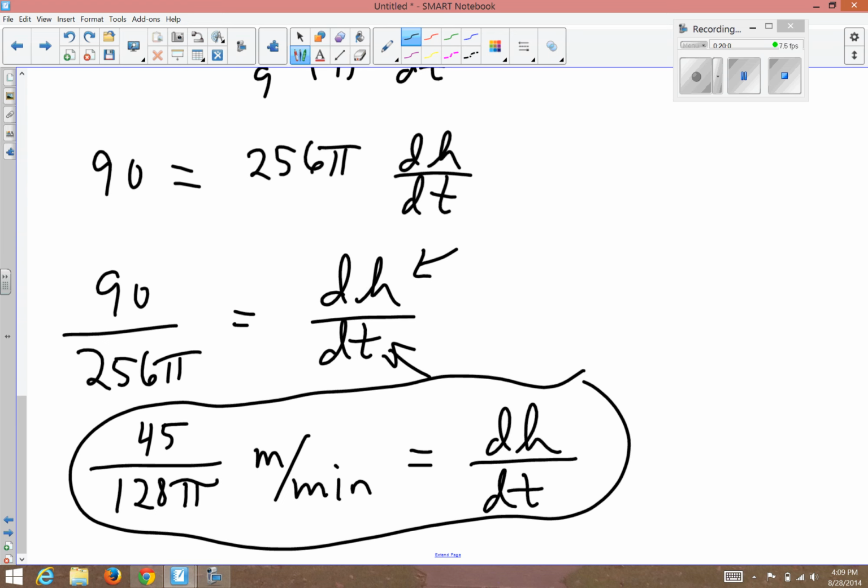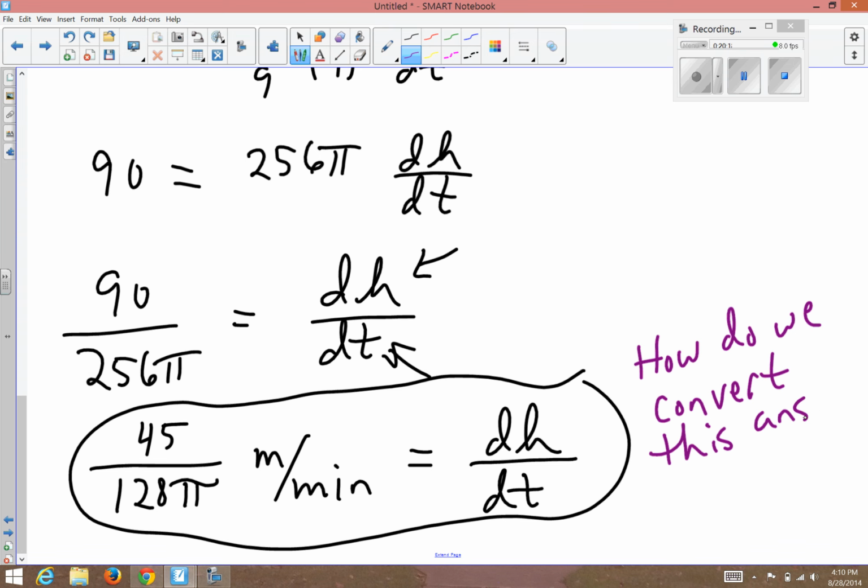So the textbook says to give this answer in centimeters per minute. So here's a question. How do we convert this answer to centimeters per minute? Right now it's in meters per minute. Maybe you can find some information about the metric system and tell me how you do this.